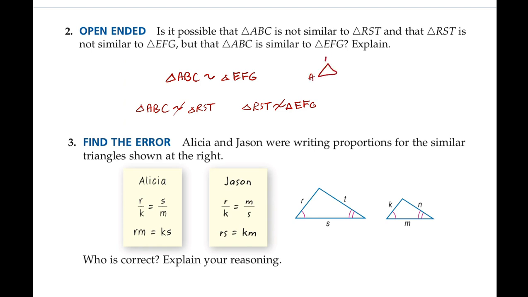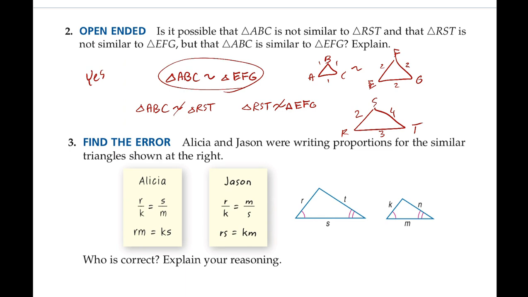Okay, let's do a really easy one. Here's ABC. It's an equilateral triangle, 1, 1, 1. Here's triangle EFG, an equilateral triangle, 2, 2, 2. Those are similar. All the angles are 60, sides are proportional. They're similar, okay? And then here's any other triangle, like, I don't know, 2, 3, 4 for RST. And so that one is not similar to either of those. So yeah, ABC is not similar to RST, EFG is not similar to RST, but they're similar to each other. So absolutely, yes. All that means is these two are similar and RST is not similar. So that is totally possible.